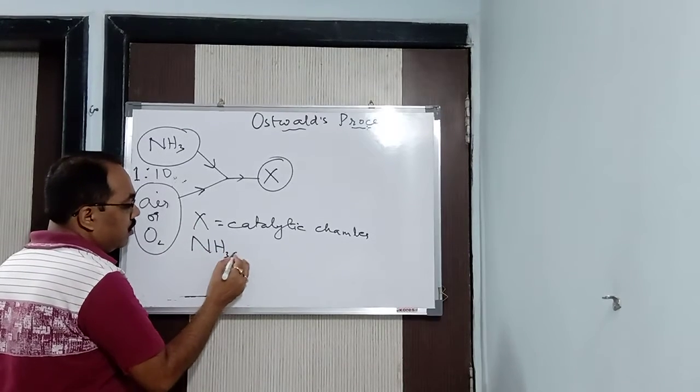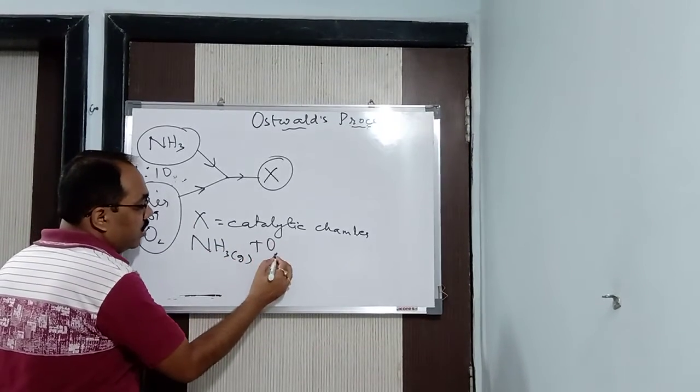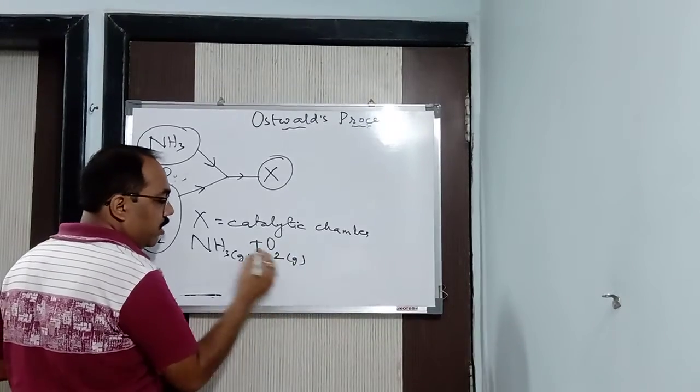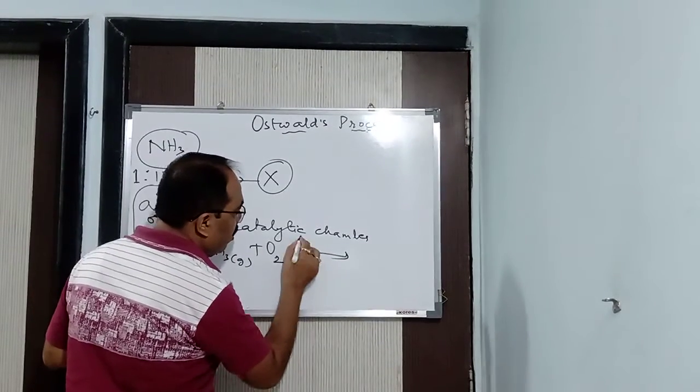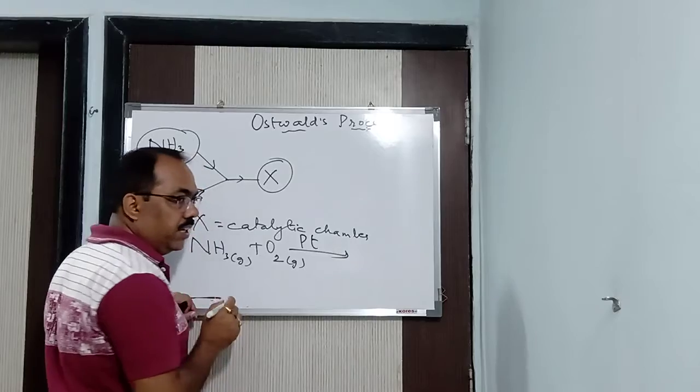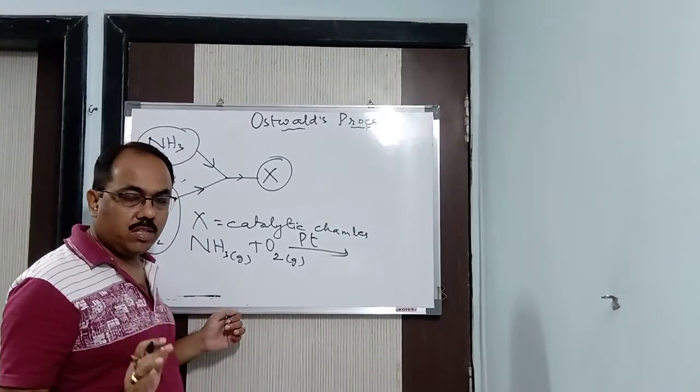Ammonia gas reacts with oxygen, which you get from the air. It should be pure, in presence of Pt as a catalyst. If Pt is not available, you can take vanadium pentoxide, V2O5.